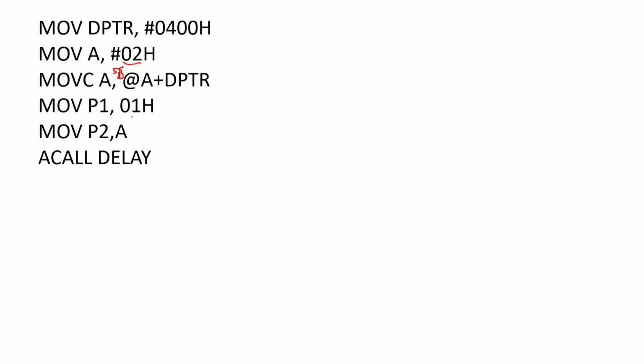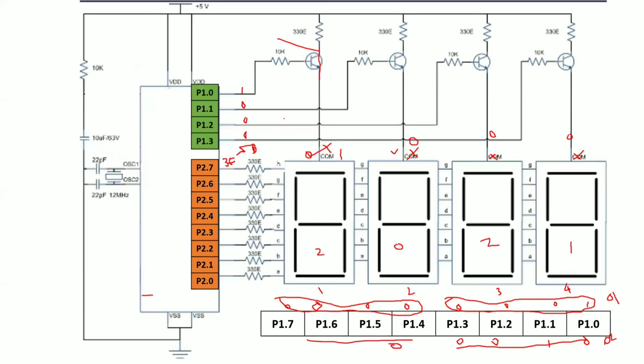Now I want to display 2, in which 7-segment display? The first 7-segment display. In the previous slide, I gave the example. Whenever I send 01 to port 1, what will happen? It will enable the first display and disable all the other displays, right? That is exactly what I am doing here. So in port 1, I have sent the value 01.